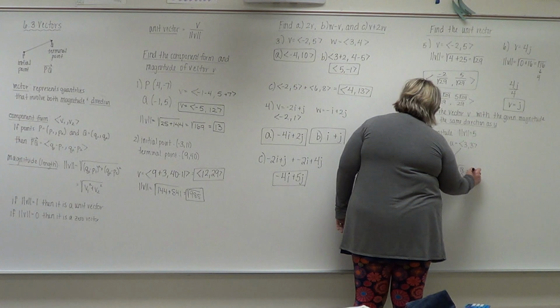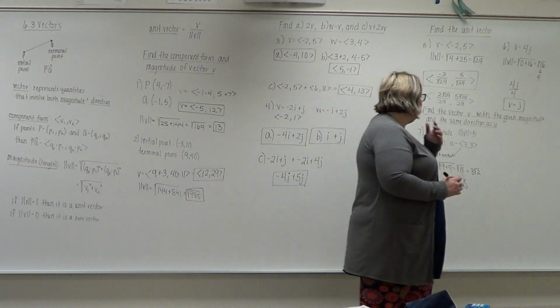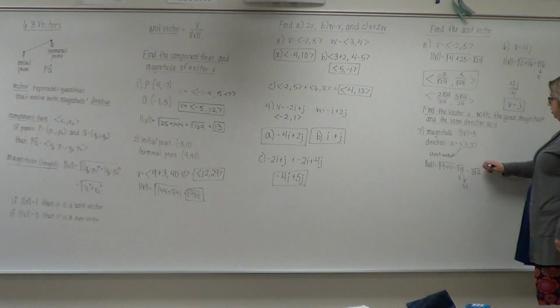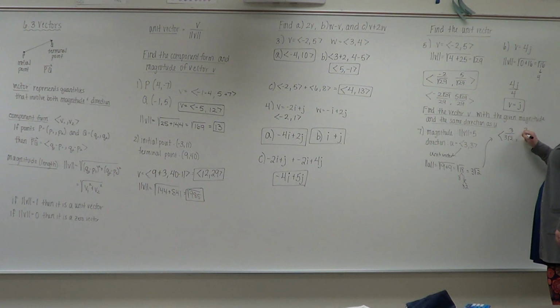So the magnitude would be 3 square root of 2. So the unit vector of this is, if I take both of those divided by 3 square root of 2, the 3's reduce. My unit vector is 1 over square root of 2, 1 over square root of 2.